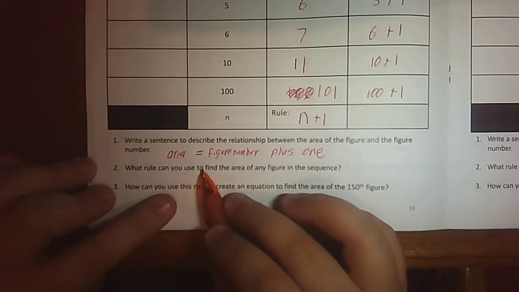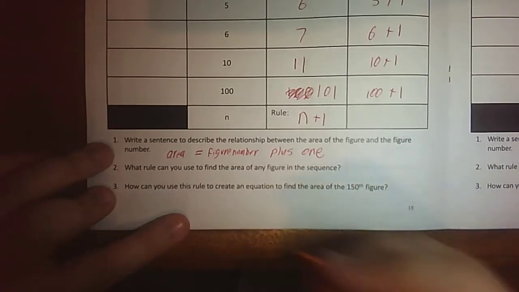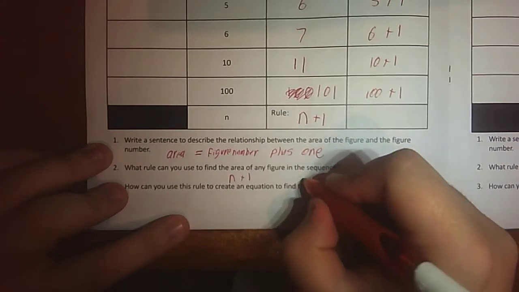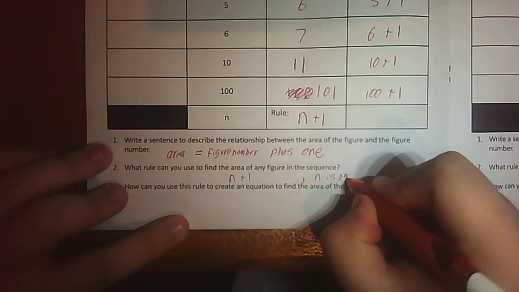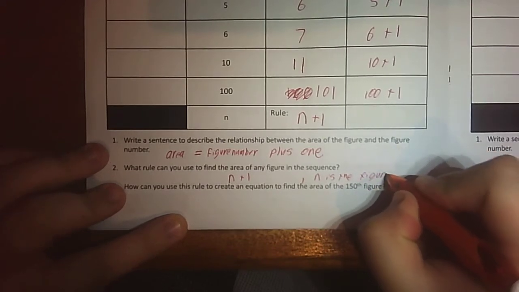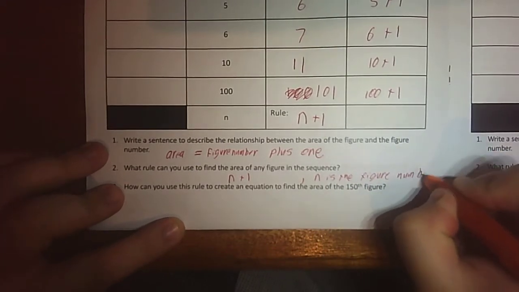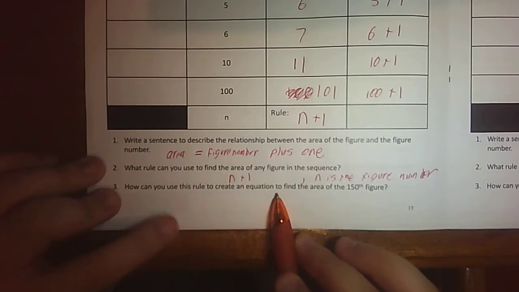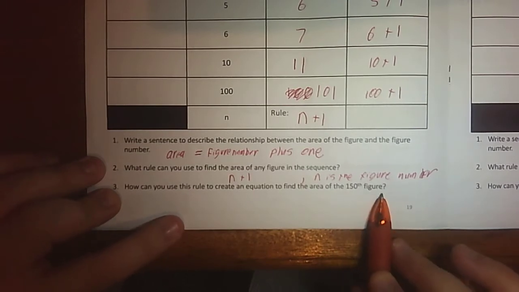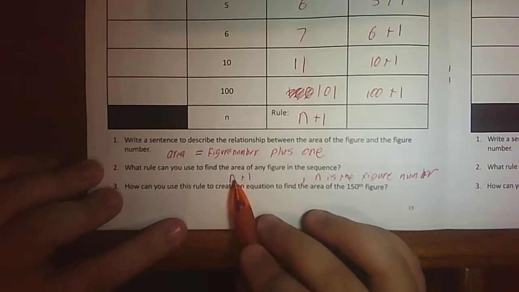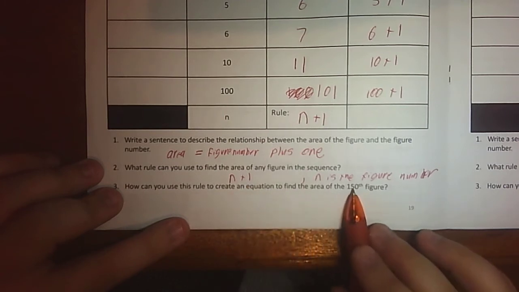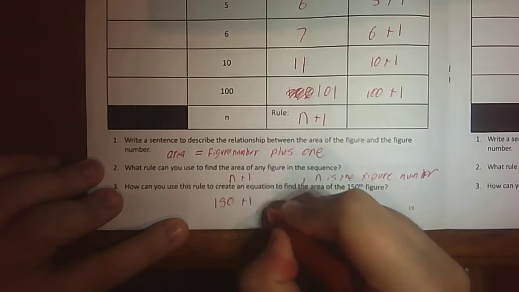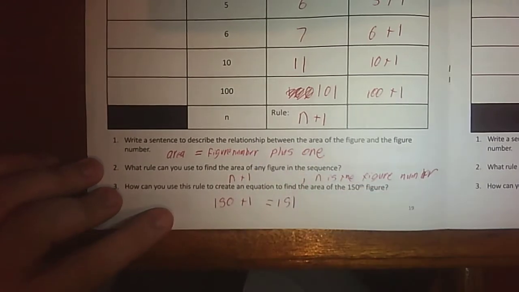There's a nice sentence for me. What rule can you use to find the area of any figure in the sequence? You can use the rule n plus 1, and n is the figure number. Okay. How can you use this rule to create an equation to find the area of the 150th figure? Well, we know that the rule is n plus 1. So if we're looking for the 150th figure, we would just do 150 plus 1. How nice and easy is that?